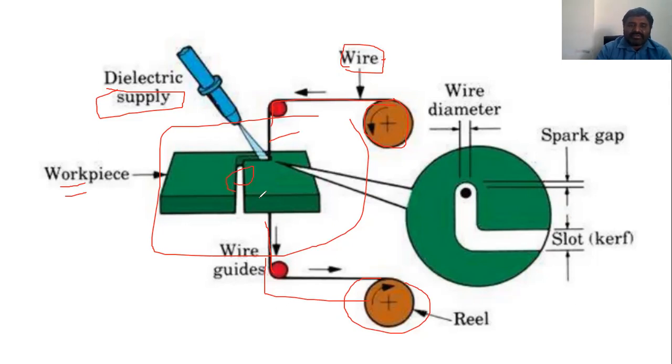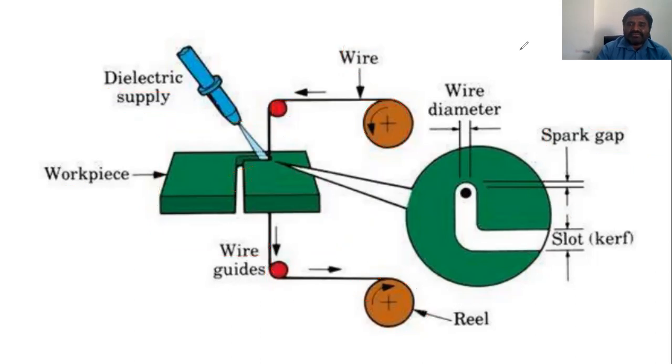If you go too near, the wire breaks. If you go away from the workpiece, very little spark is generated. The spark gap can be found by a formula: wire diameter minus the kerf, divided by two. That is how the spark gap can be known. This is a very simple process of understanding wire EDM.